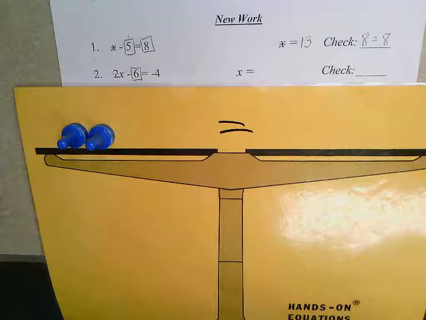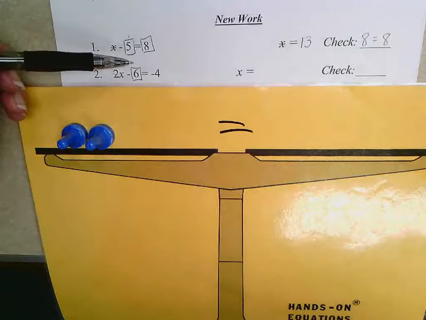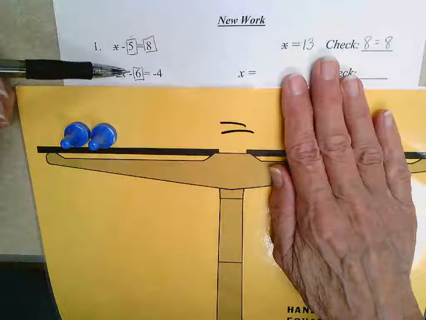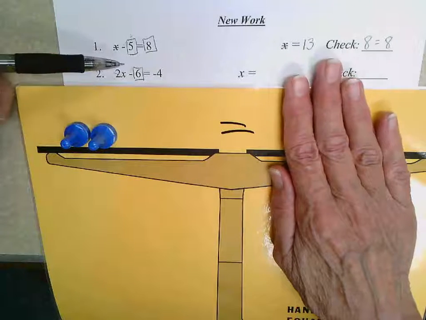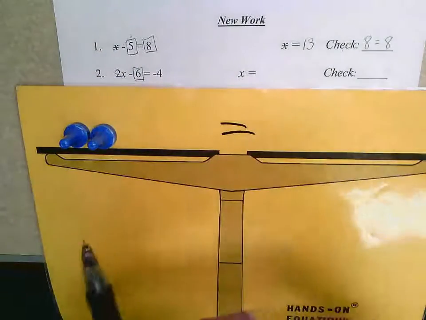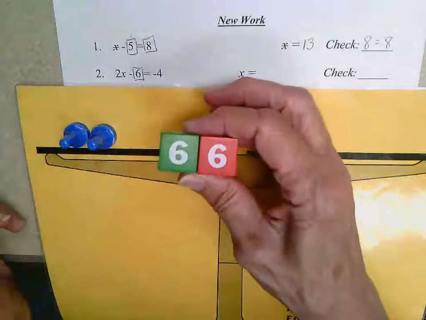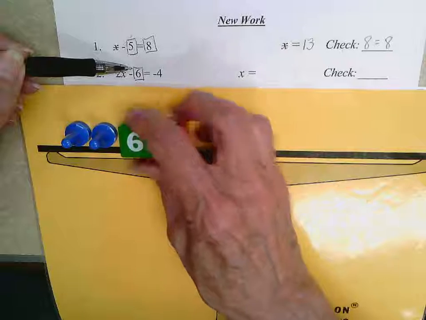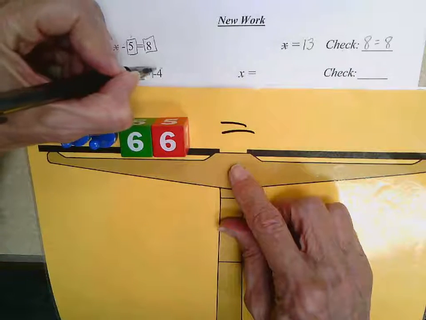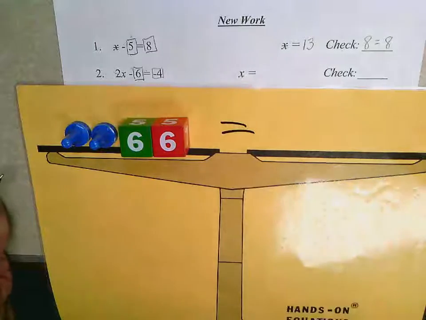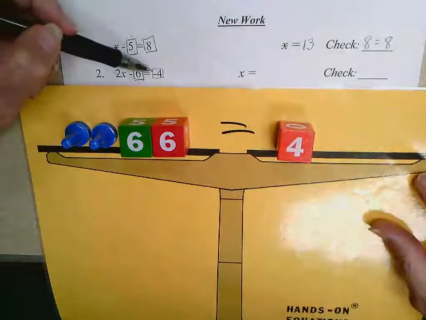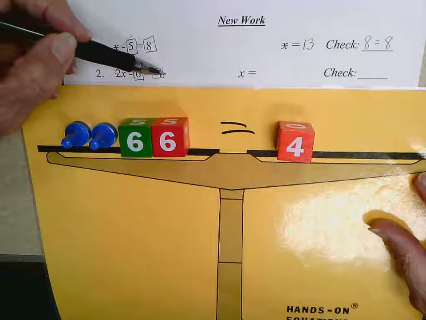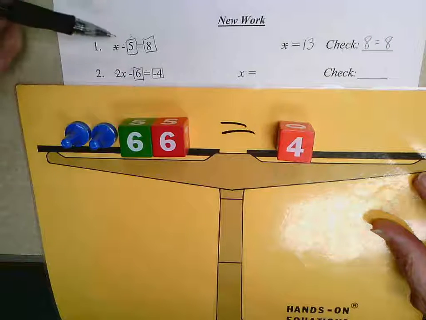I need to create a 0 pair, because that's what I'm going to be doing, to put on the side where I need to take something away that I don't have there. So I'm going to get a positive 6 and a negative 6, and I'm going to put them together, and I'm going to put them on the left-hand side of my equals sign. And on the right-hand side, you can see I have a red 4 block. How do I know it's red? Because it has a negative sign right in front of it. It doesn't have an X or a star behind it, so I know it's just a block.